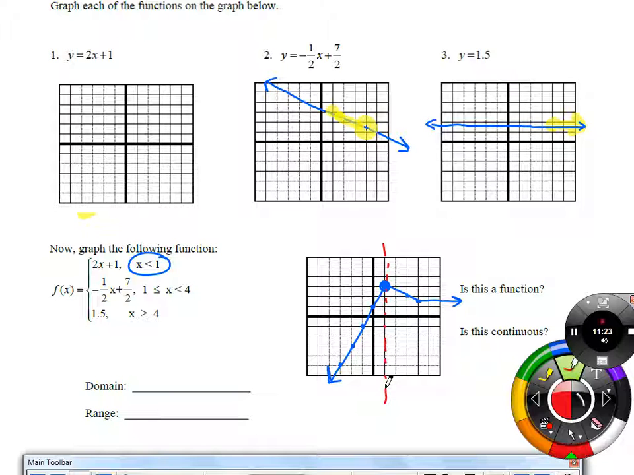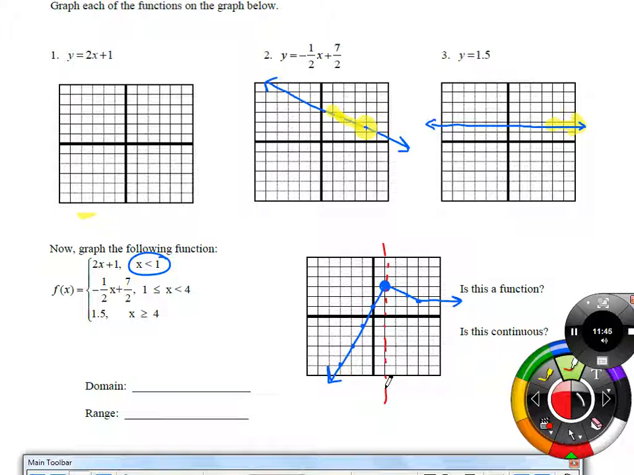Do they overlap? Well, plug 1 in here. When I plug that boundary point in here, negative 1/2 times 1 is negative 1/2, plus 7/2 is 6/2. 6/2 is really the same thing as 3. So this line also contains the point (1, 3). That's why I plotted that point there. And then I just went down 1 over 2.